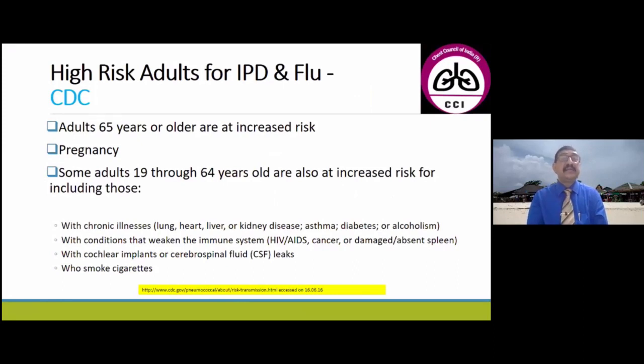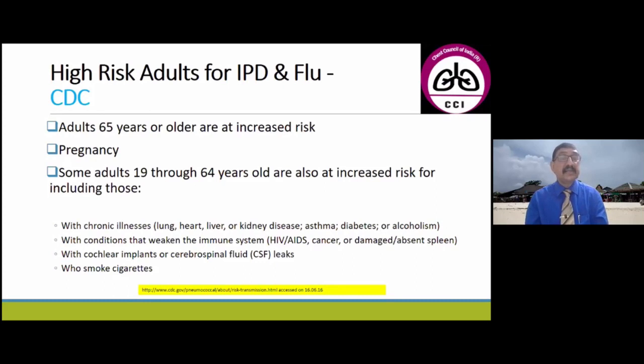Coming to the high risk adults for invasive pneumococcal disease and flu, what the CDC says: adults 65 years or older are at increased risk. When the patient reaches the age of 65, he or she is a high risk patient, because there is a lot of chance of secondary infection and a lot of chance of exacerbation of the underlying disease process.